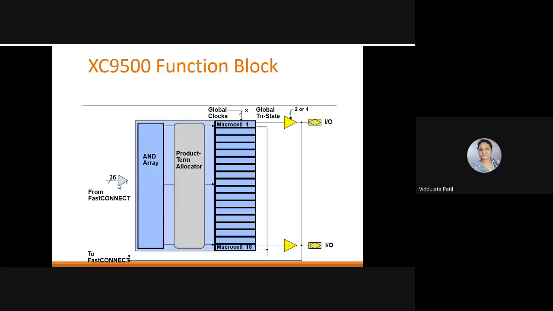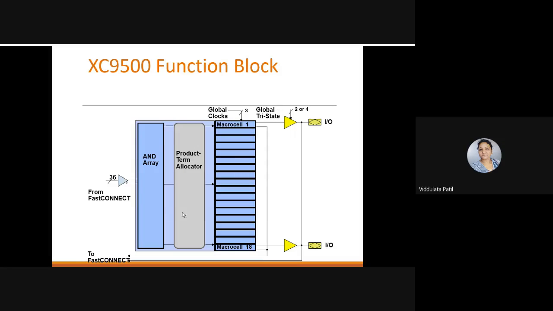Okay, so that means with these 36 inputs, we are having 72 inputs in the form of true or complement form as an input to this AND array. This AND array generates 90 product terms. Though we have 36 inputs, that means 2 raised to 36 combinations of the inputs may be available, but out of that only 90 selective outputs will be available at the output of this AND array.